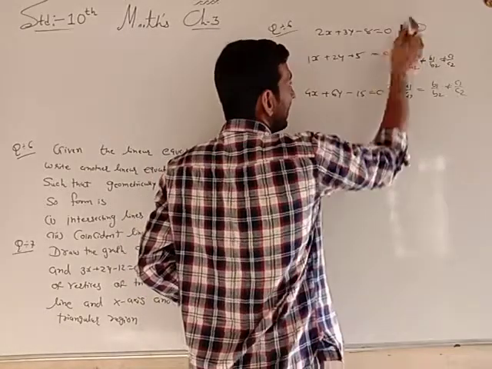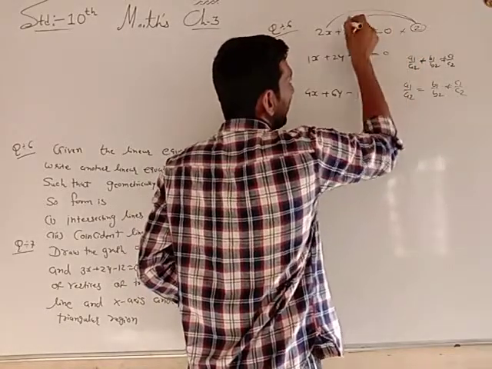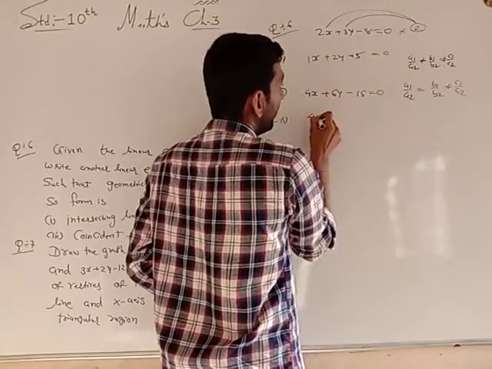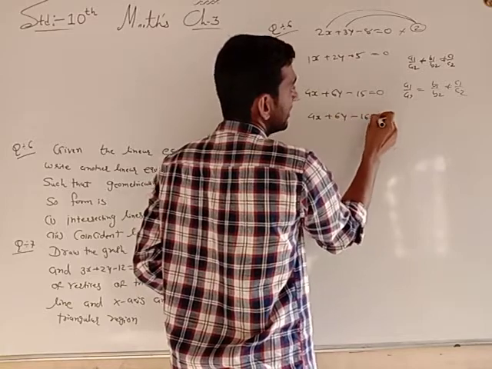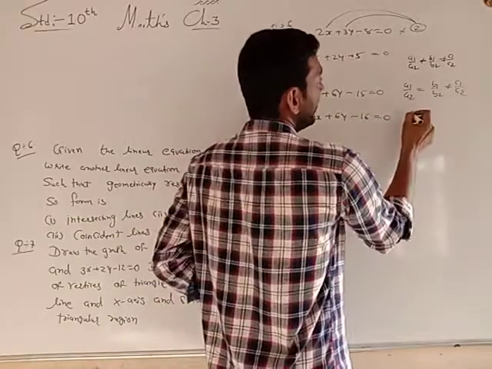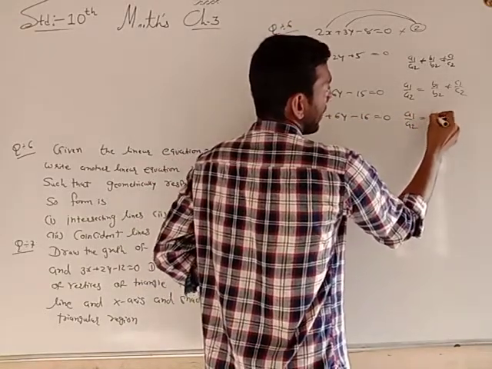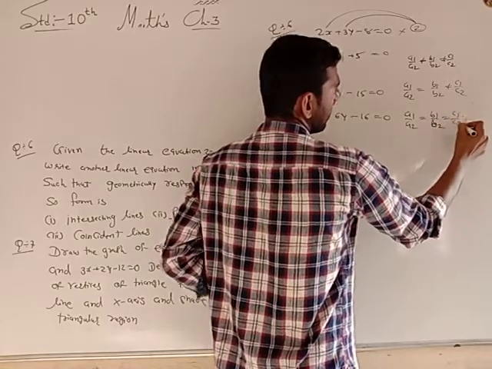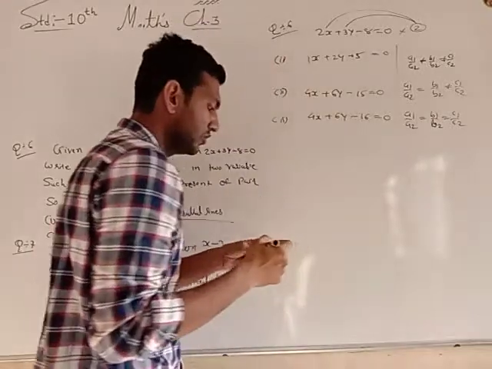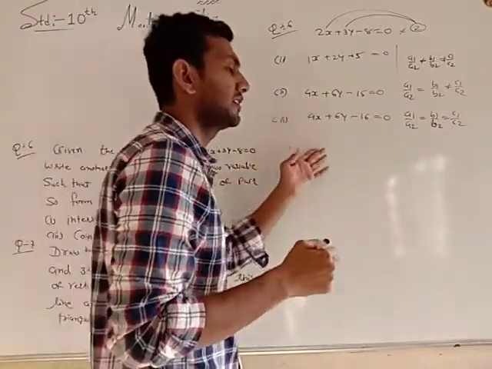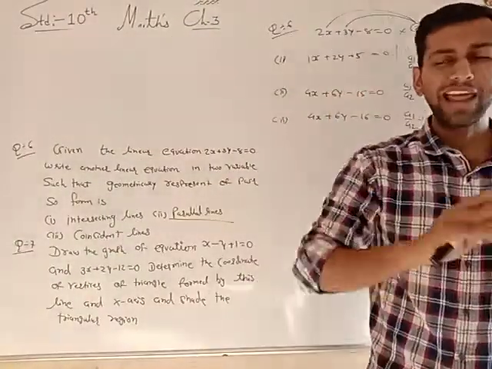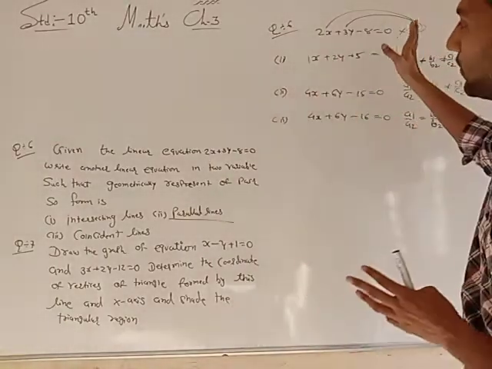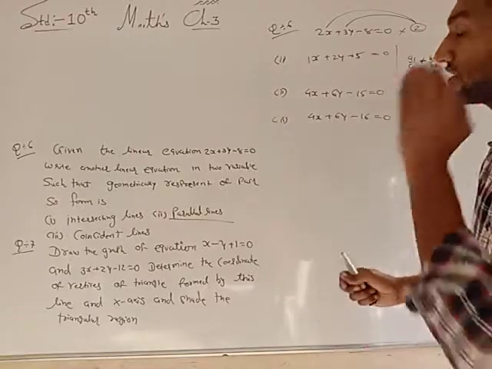In case of parallel, just multiply the variables x and y. But if you multiply all the numbers, 4x plus 6y minus 16 is equal to 0, you get the coincident line. So I hope you understand how to write the equations. And in this example, every student writes the equation and every equation's answer is never the same.